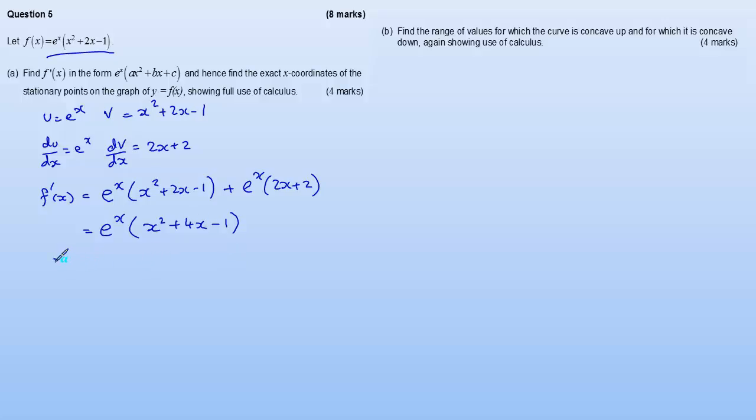So for f'(x) to be equal to 0, that means, since e^x can't be 0, that x² + 4x + 1 is equal to 0. Now we can use the CAS for that, and we wanted exact coordinates, so make sure it's in standard mode, and we get that x is equal to negative root 3 minus 2, or root 3 minus 2.